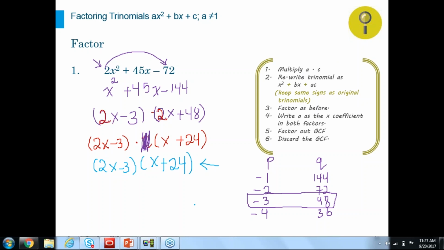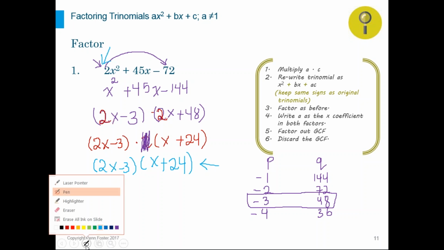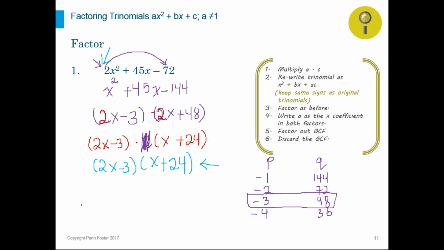Okay, now let's do another. Well, you know what? Let's do the FOIL method. I want to show you how you would make sure that you have arrived at the right factors, especially when you are factoring trinomials with the leading coefficient here. So let's do the FOIL. FOIL is what we use to make sure that our factors are correct.